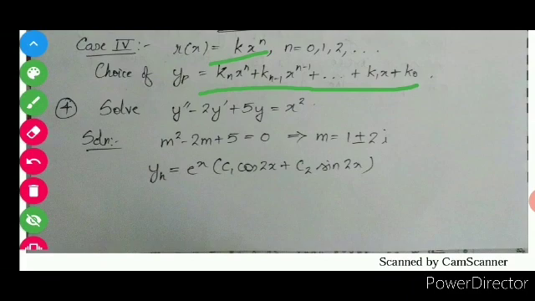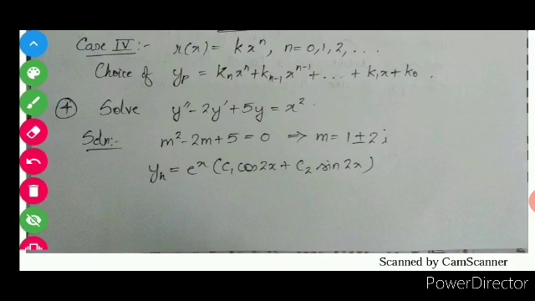It will be better if I illustrate with an example. Just for example, suppose your right hand side is x raised to 4, then your choice of yp should be k4 x raised to 4 plus k3 x cubed plus k2 x square plus k1 x plus k0. Now we look at a problem here.